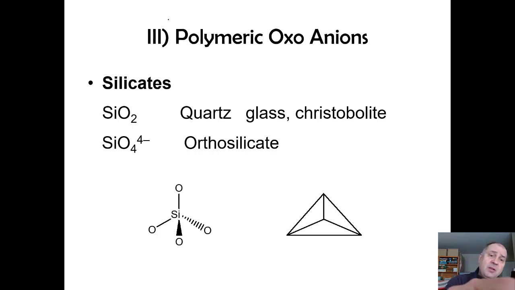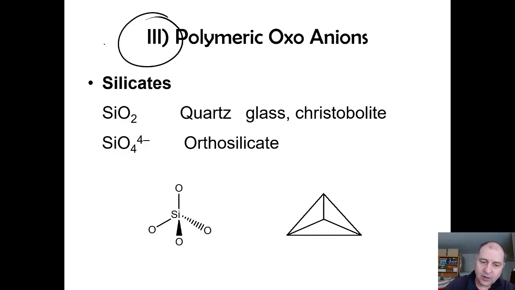Okay, so group 3, most interesting to me, are the polymeric oxo anions. So silicate, there is actually no discrete silicate, SiO4. It is all tied up in silicates, and silicon actually makes up 95% of the Earth's crust, right? So we have most minerals silica based, and sand and glass is of course made out of these silicates.